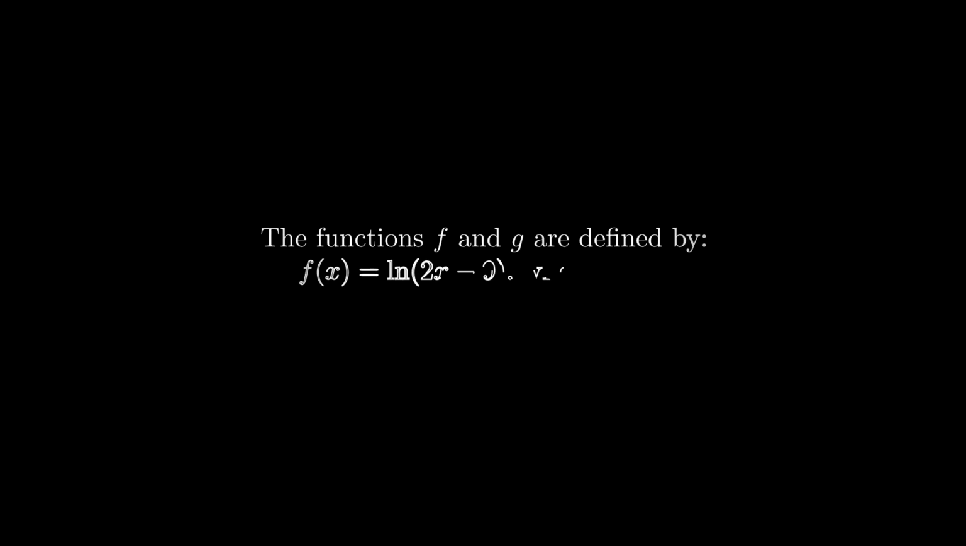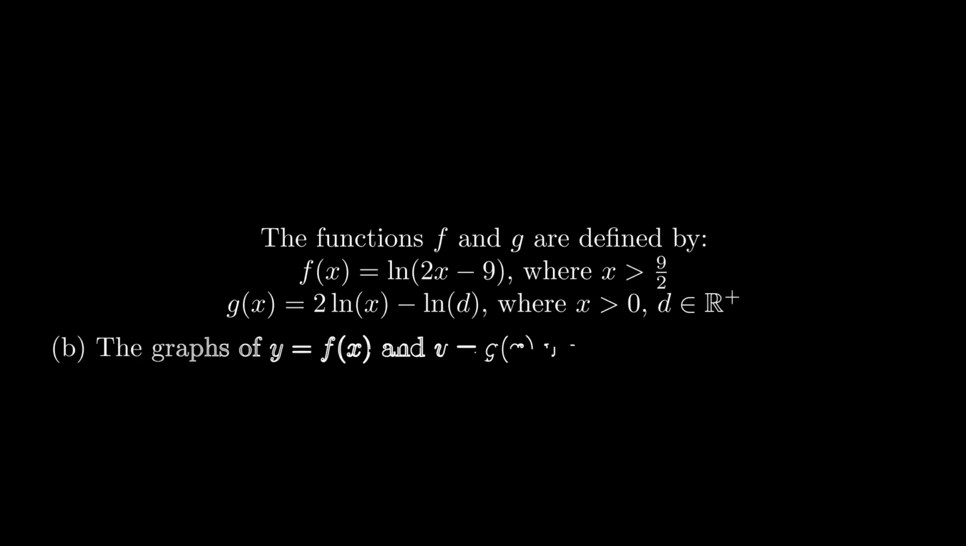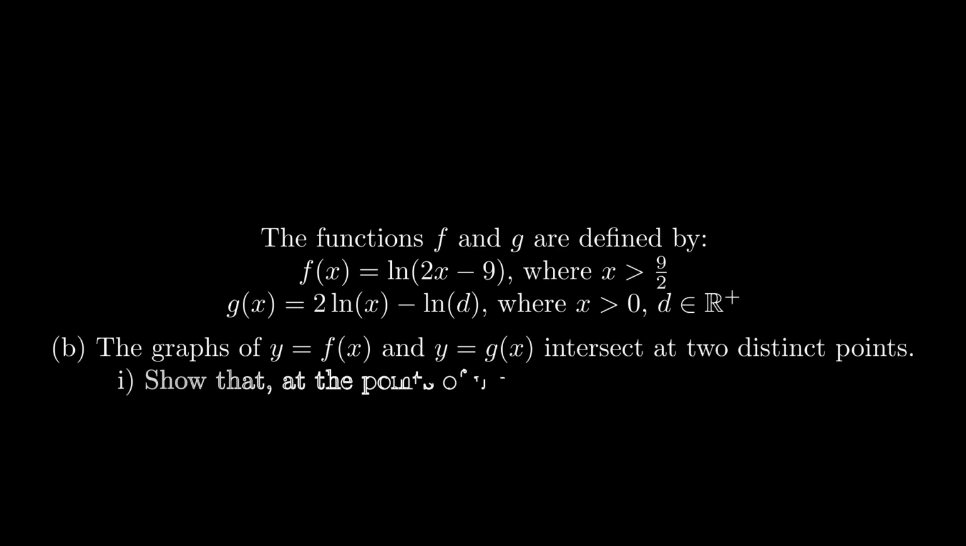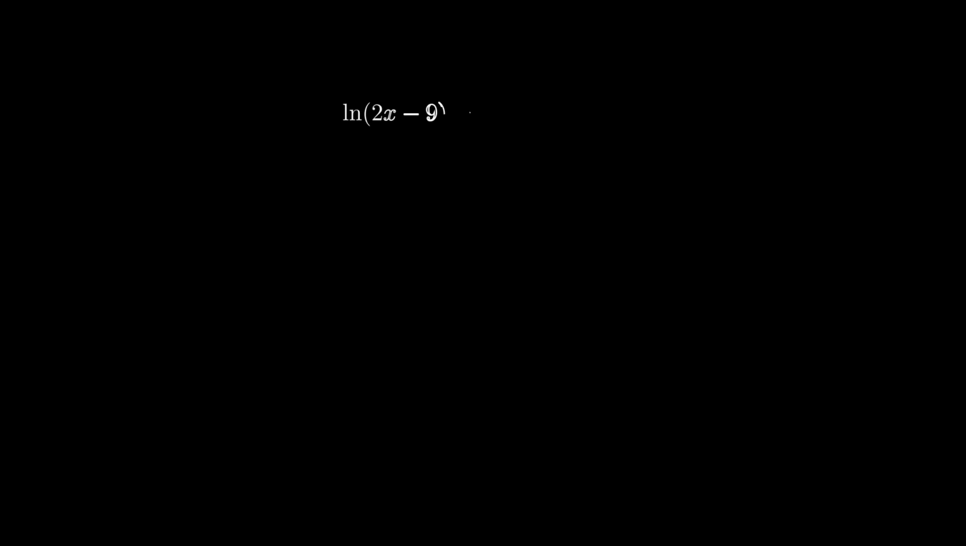For part B, we're being shown that the graphs of f of x and g of x are intersecting at two distinct points. And we're being asked to show that at the point of intersection, x squared minus 2dx plus 9d is equal to 0. So what we do is we set these two functions equal to each other because at these points of intersection, their outputs are equal to each other. So we have the log of 2x minus 9 is equal to 2 times log x minus log d.